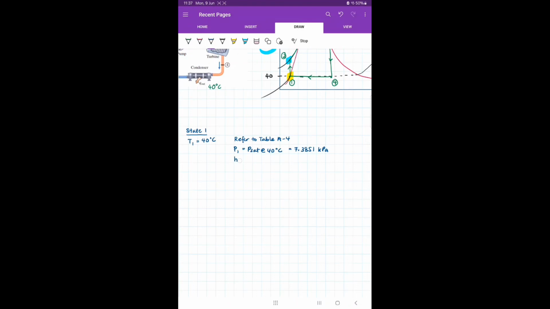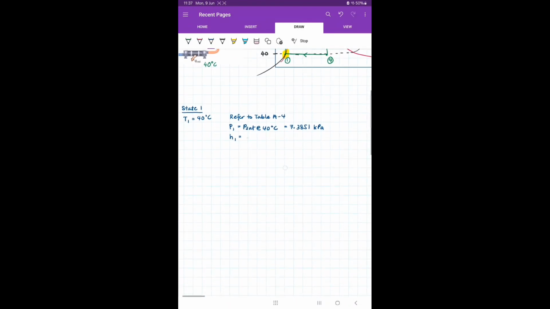Based on the formula just now, we also need the enthalpy at point 1. So the enthalpy is equal to the enthalpy of the saturated liquid at 40 degrees Celsius, which is 167.53 kilojoules per kg. We also need to find the specific volume, v1. So this is vf at 40 degrees Celsius, equal to 0.001008 meter cubed per kg.